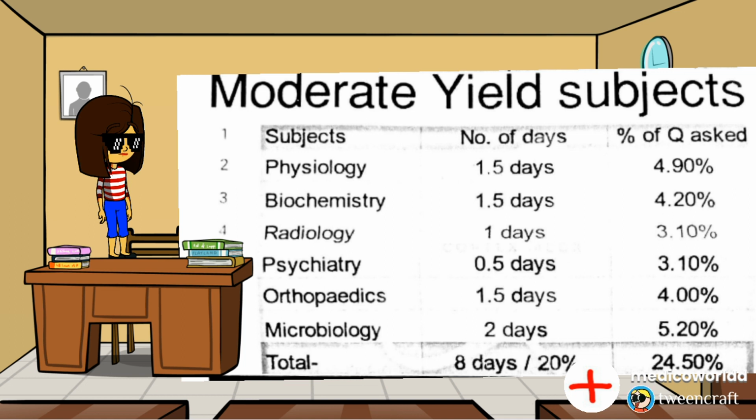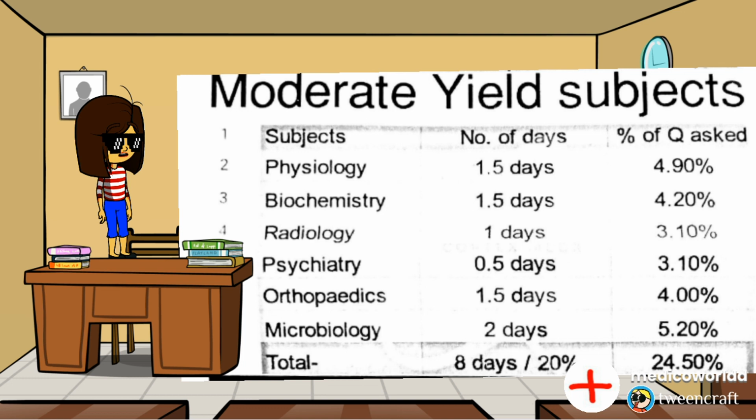Now, the subject is radiology. 1 day is enough for the radiology revision. The number of questions asked from the radiology subject are 3.1%. Now, subject psychiatry requires 0.5 day for the revision, and number of questions asked from psychiatry are 3.1%. Now, orthopedics is a subject which requires 1.5 days for the revision, and number of questions asked from orthopedics are 4%.